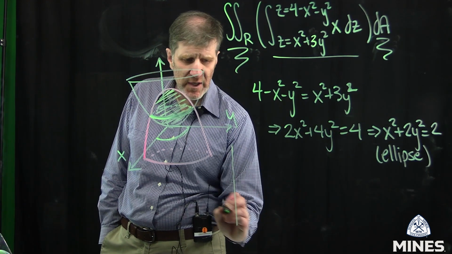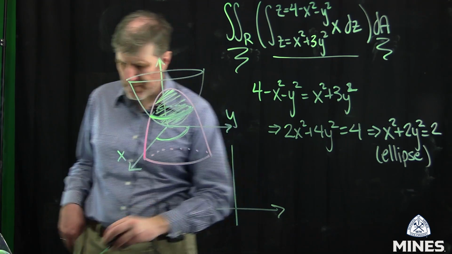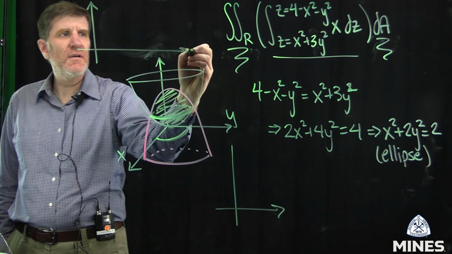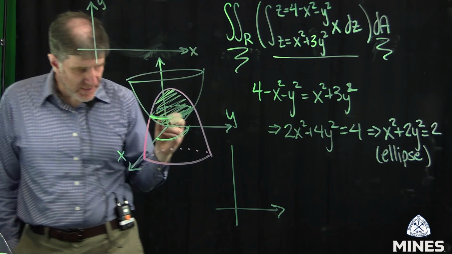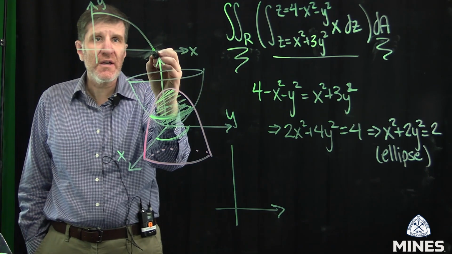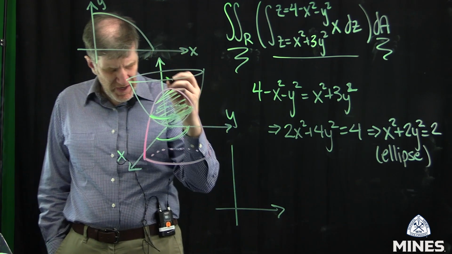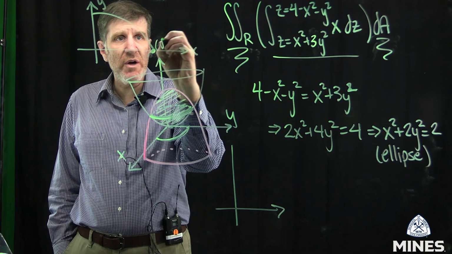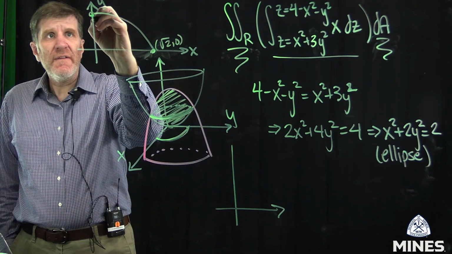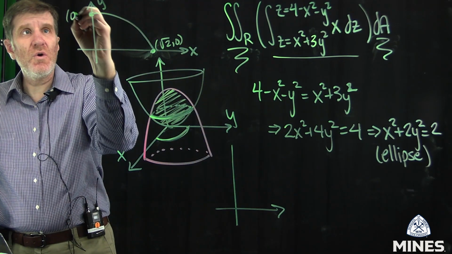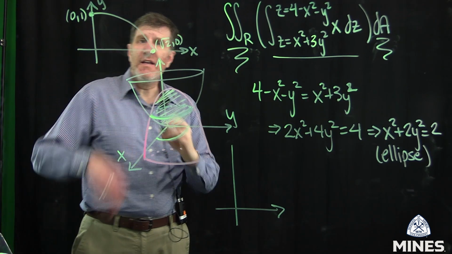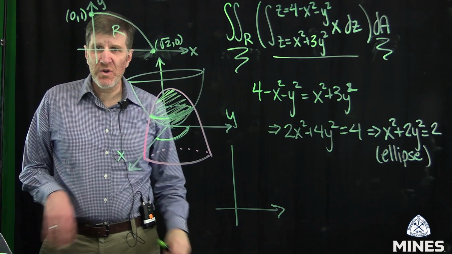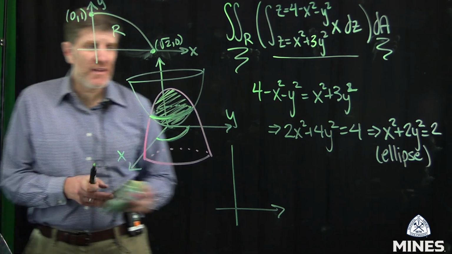I can sketch that ellipse. Let me sketch that ellipse up here. X, Y, and the ellipse looks something like this, and that point there is the square root of 2 comma 0, and this point right here is 0 comma 1, and that is our region R. So that's a region for a double integral, and now we have to think about how we'd like that double integral to go.